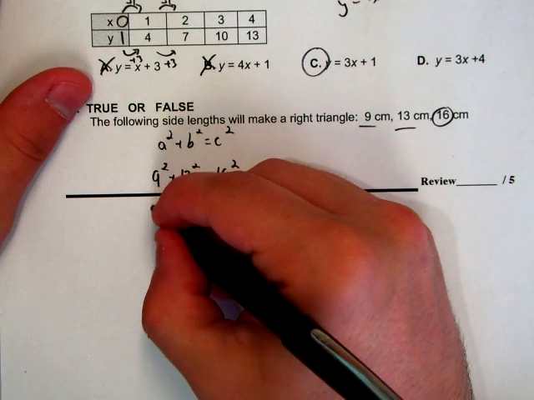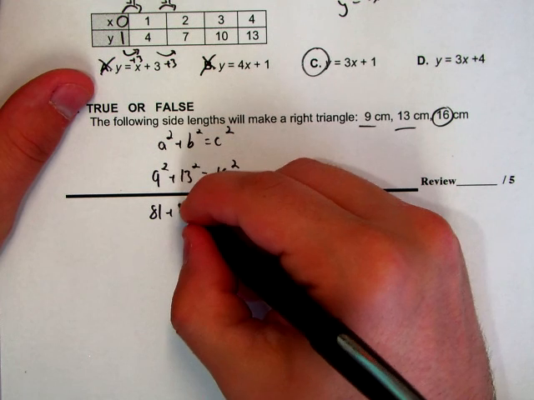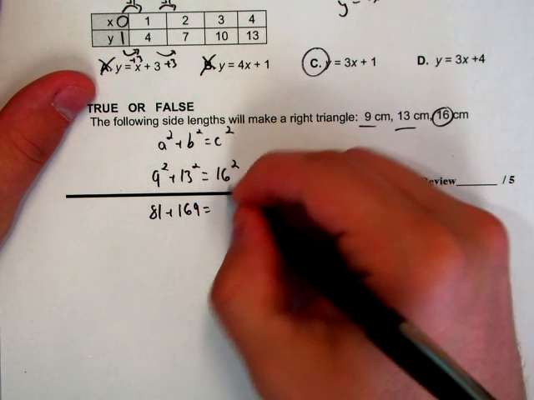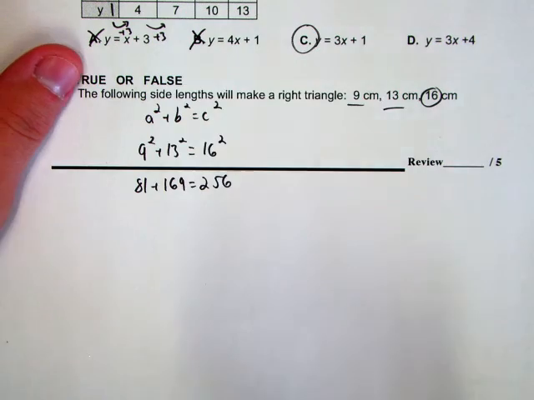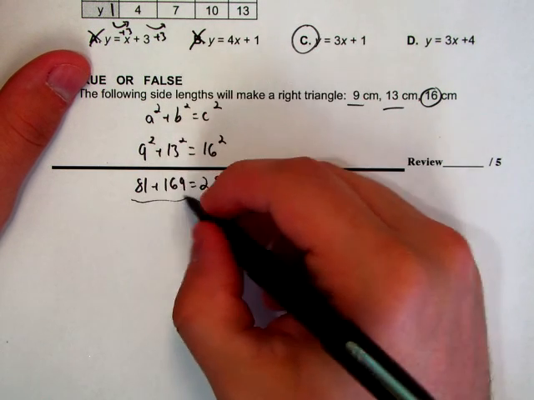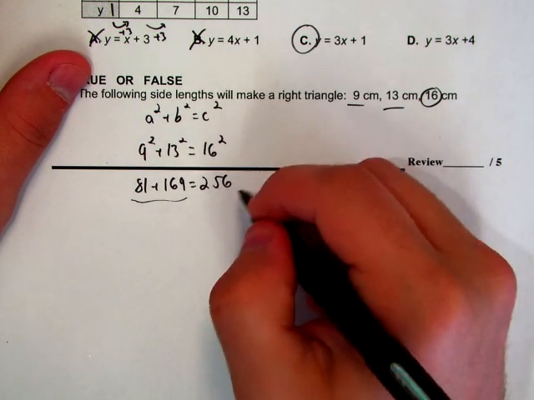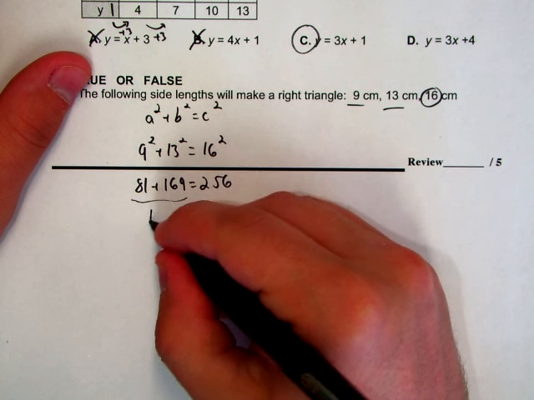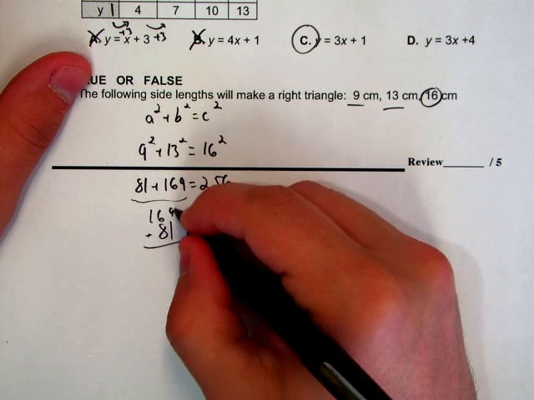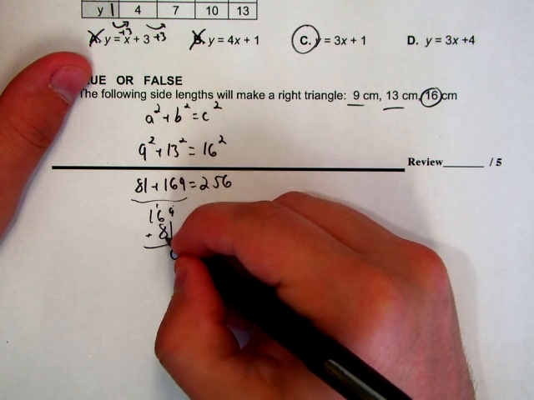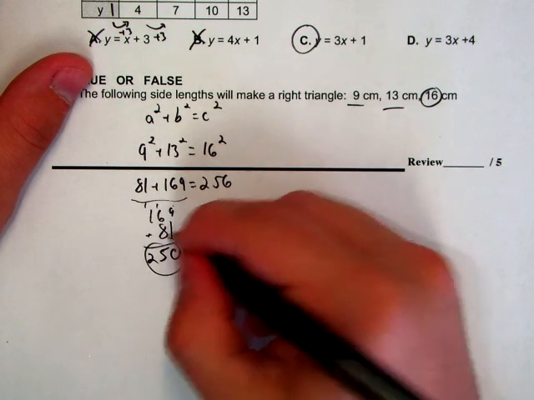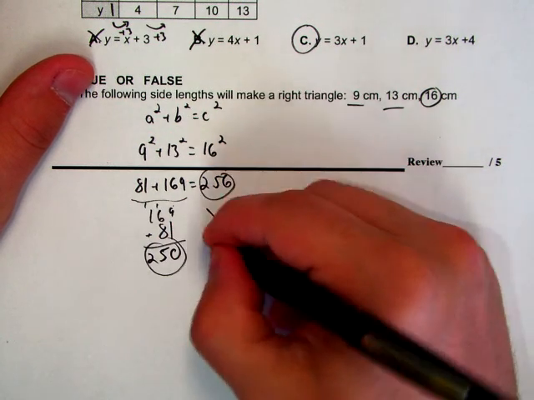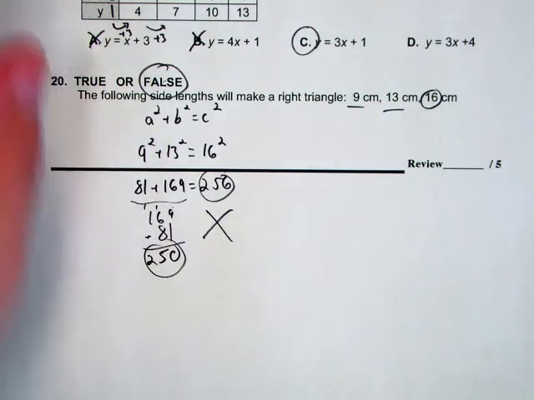So 9 squared is 81, 13 squared is 169, and 16 squared is 256. If I add this side together, because this side should equal this side. So 81 and 169, add together, 9 plus 1 is 10, 8 plus 6 is 14, plus 1 is 15. So this is 250 equals 256. That's not true, so it has to be false.